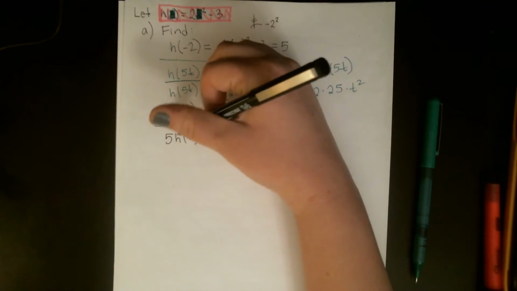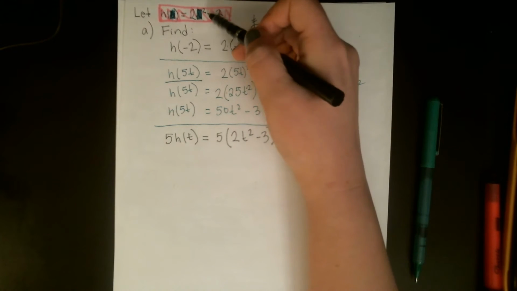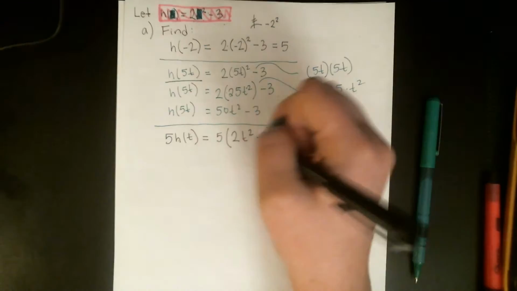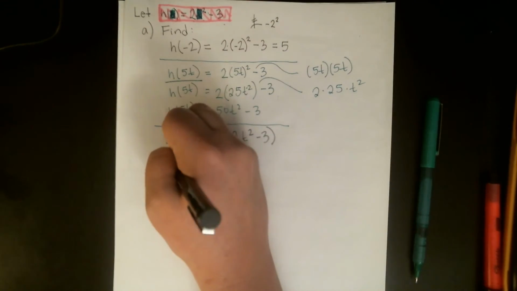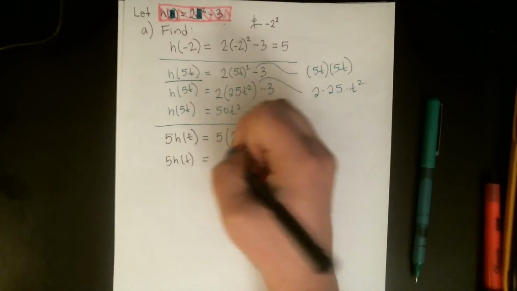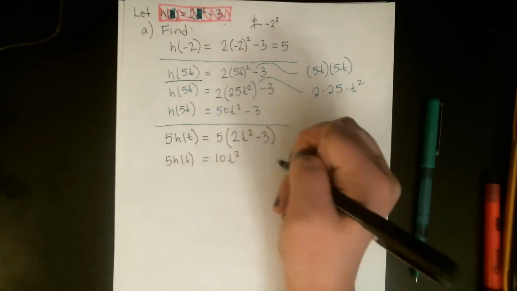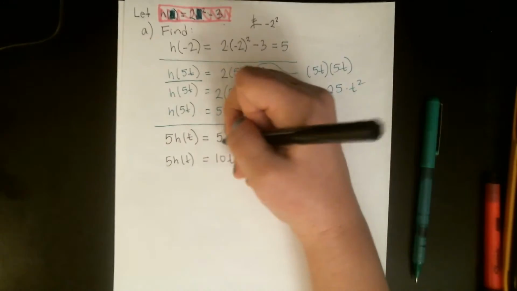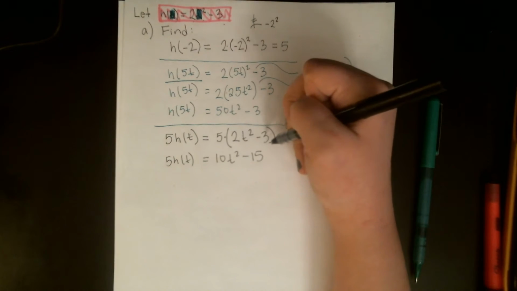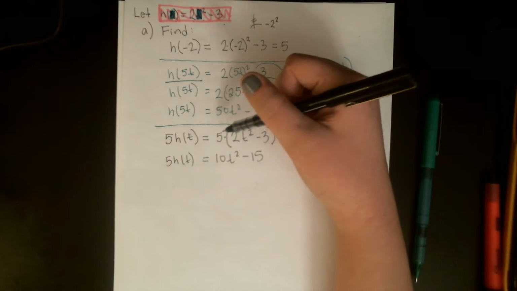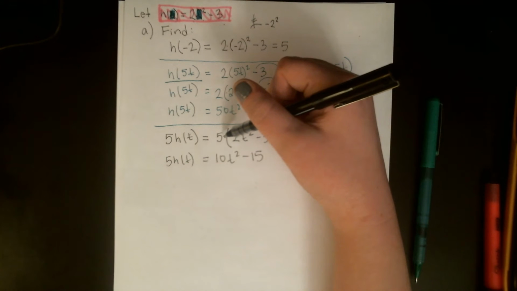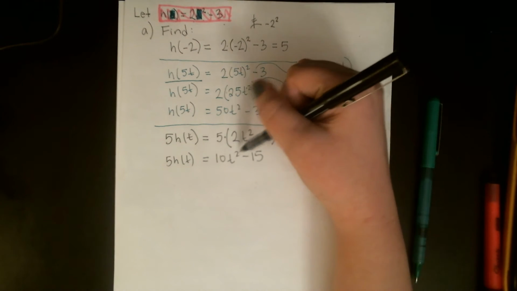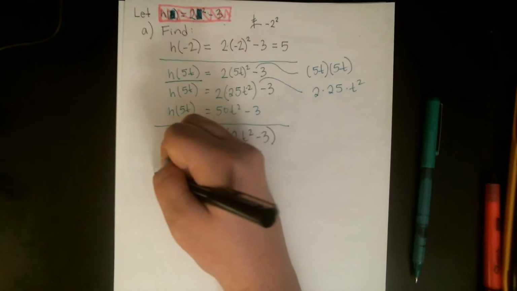If you plug t into h, you get 2t squared minus 3. If you then multiply that output by 5, you're going to get 10t squared minus 15. Here I am using a distributive property. I am multiplying a difference by a number. That distributive property tells me that it is perfectly valid to multiply each of the individual terms by that number and then calculate the difference.